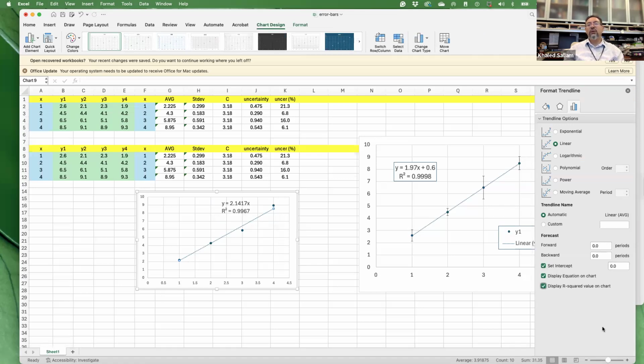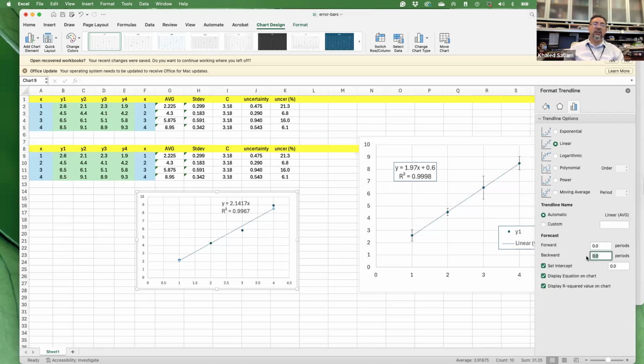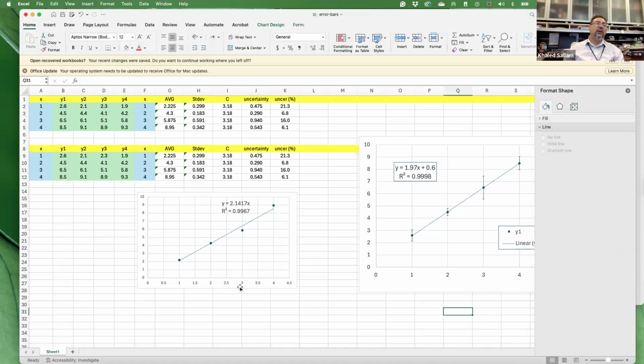And this is the correlation coefficient. If you want to see how far it will go, you can forecast or basically extend this line, and you can extend it to 1. So it will go all the way over here, and you'll be able to see that. How does it look?